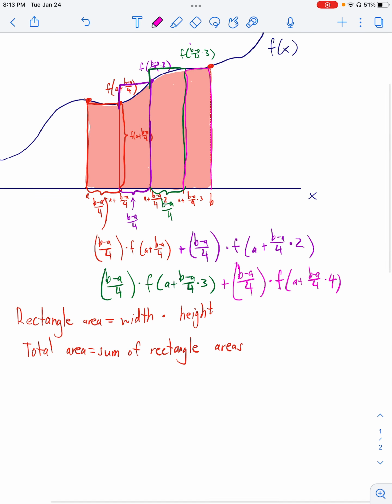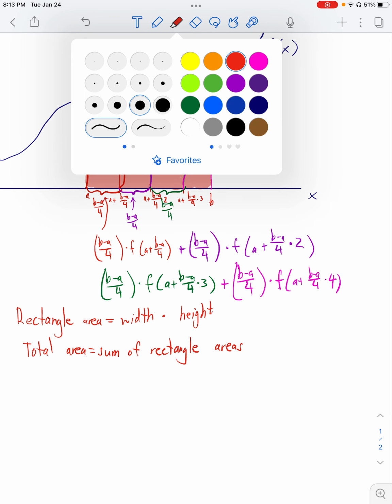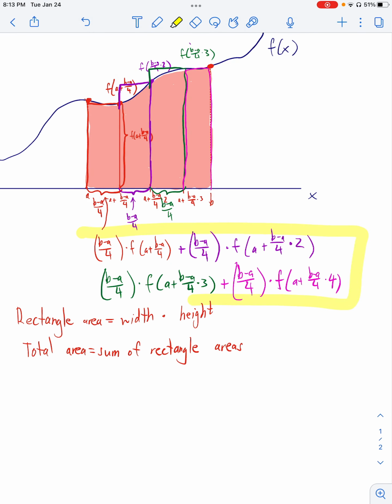So this sum right here, that would be our estimate, our Riemann estimate of the red area using 4 subintervals, okay?